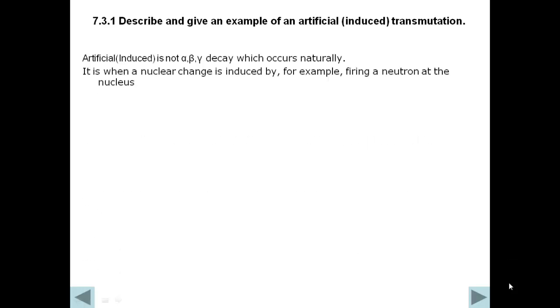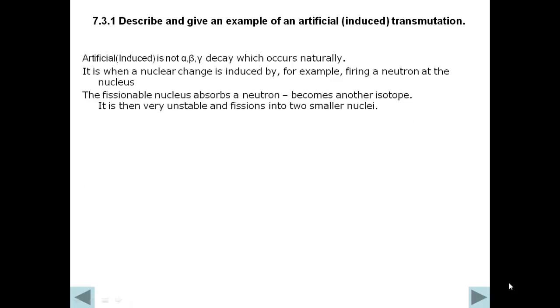So, artificial transmutation is when a nuclear change is induced by, for example, firing a neutron at a nucleus. You fire a neutron at the nucleus, it will be absorbed and you change the nuclear structure. For example, the fissionable nucleus absorbs the neutron, then it becomes another isotope. Then that isotope might be very unstable, and then that will split into two smaller nuclei. This is not a natural process. This is one that's been forced to happen.